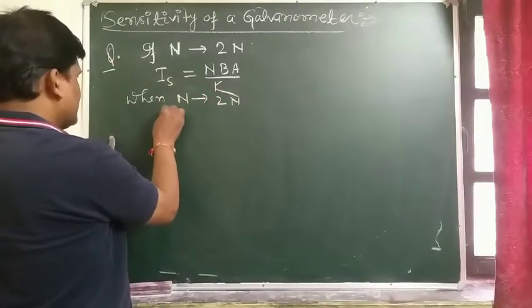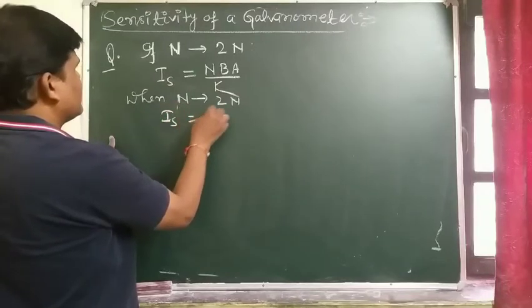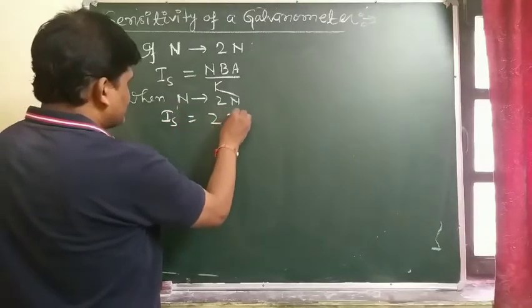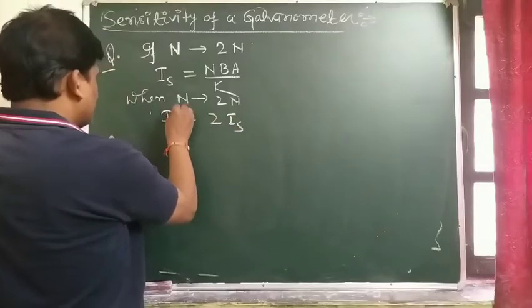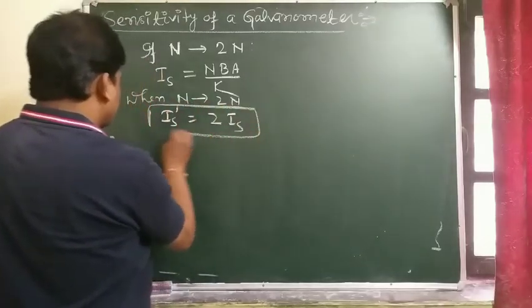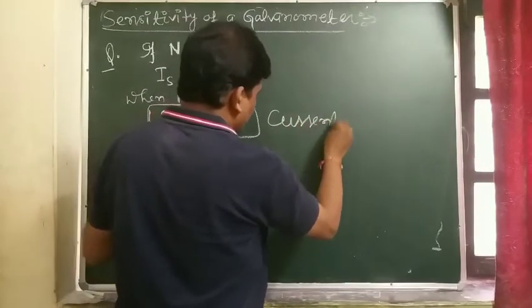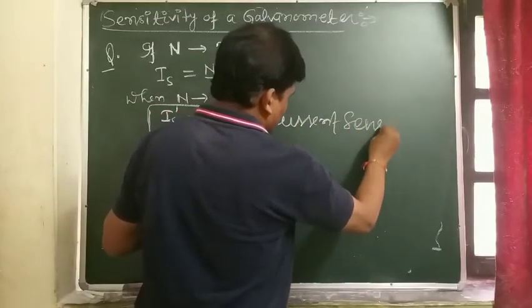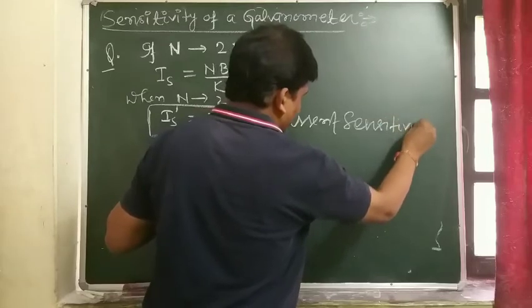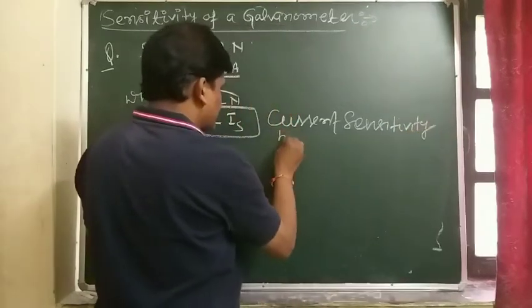So the new current sensitivity is 2Is. It means the current sensitivity becomes doubled.